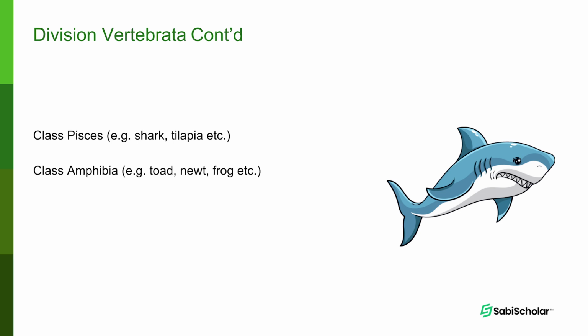Now, we'll look at the class Amphibia. For the class Amphibia, we find the toad, frogs, newts, etc. Now, they are also poikilothermic, but they have moist skin. Their skin is usually soft. Their body is usually soft without scales, and they are able to breathe in water, but also live on land.